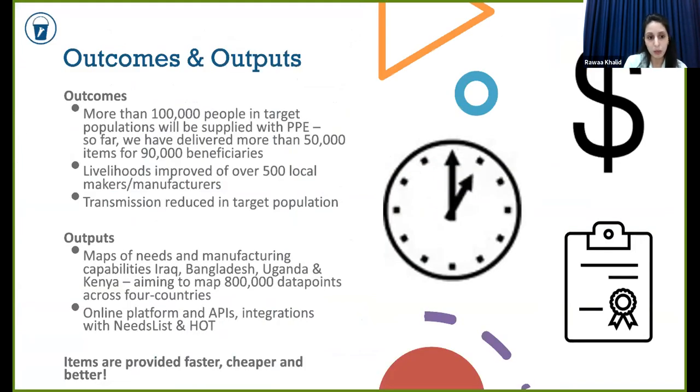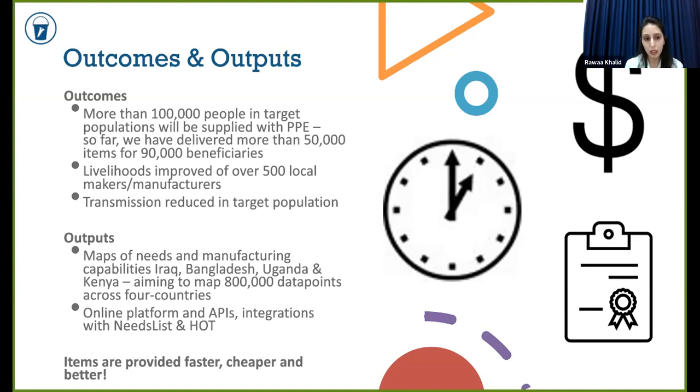So we are matching this based on our needs list platform. One of the outcomes and outputs that we are targeting, and already working on, is to supply PPEs to more than 100,000 people who need them. We have already delivered more than 50,000 of these items to more than 90,000 beneficiaries. At the same time, we are doing the supply chain, supporting the local manufacturers and local makers to manufacture those items. And obviously the transmission will be reduced among the frontline workers.